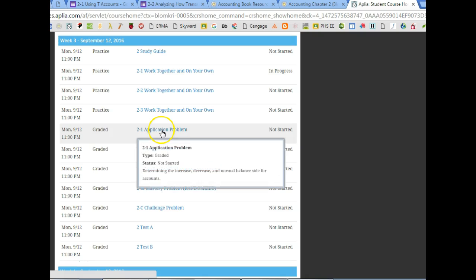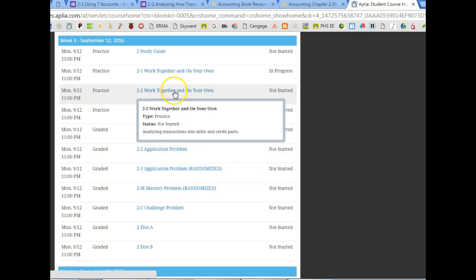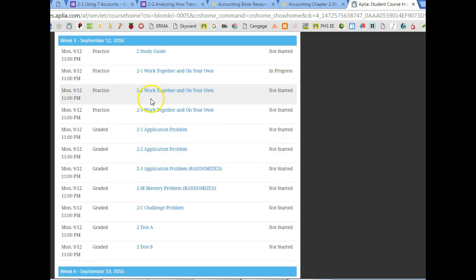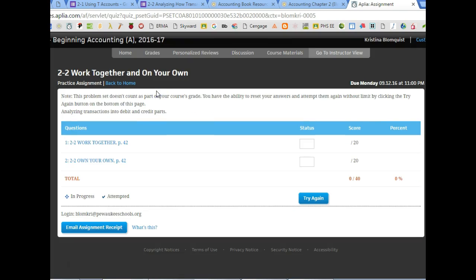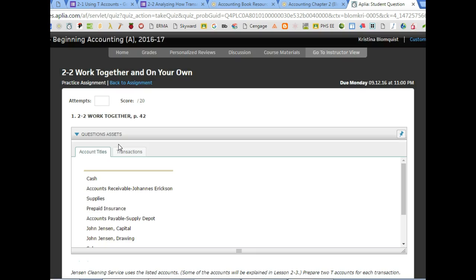I am going to show you a little bit of the work together for 2-2 to help get you started. There will be some new things that you're seeing in Aplia. So I'm going to go ahead from the assignment section to just select 2-2, the work together and on your own. And now you can see that I can go ahead and select the work together. Remember, it is referencing page 42. So if in your book you have page 42 open in front of you, that might help you rather than having to flip back and forth for some different information. So I'm going to go ahead and select that work together.